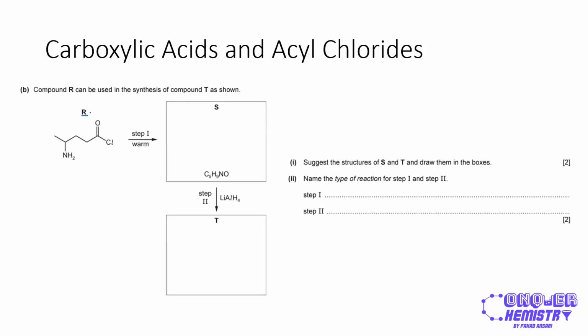So in compound R, we have both functional groups. We have an acyl chloride over here, and we have an amine over here. Now this over here is a primary amine because the nitrogen is bonded to just 1 alkyl group and 2 hydrogen atoms. If this was just 1 hydrogen and 2 alkyls, that would be secondary. And if there were 3 alkyl groups and no hydrogens, that would be tertiary. Now, step 1 involves just warming this up, right?